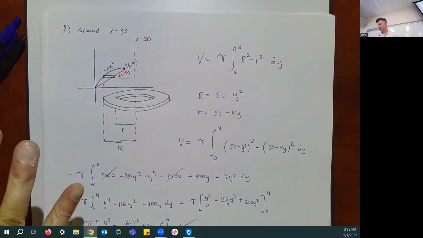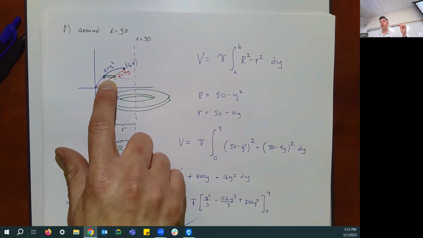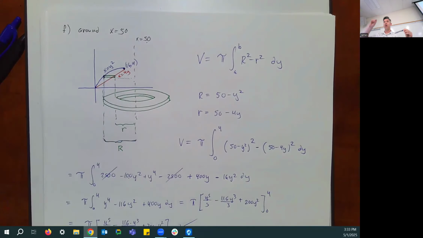Let's see. I feel like there's something else I want to say here. No, again, I'll repeat myself. For the disk/washer method, the strip that you draw in the region, which we usually put kind of in the middle, should always be perpendicular to your axis of rotation every time.